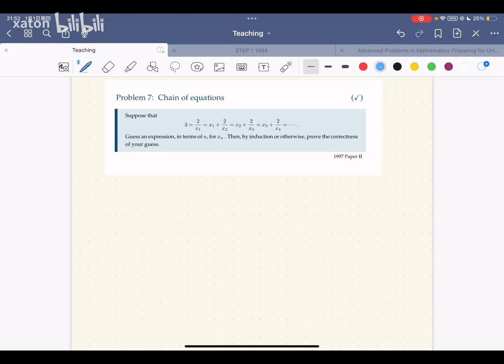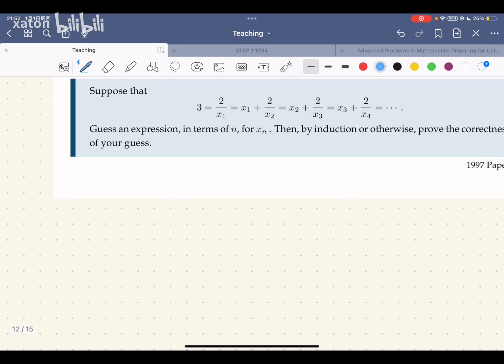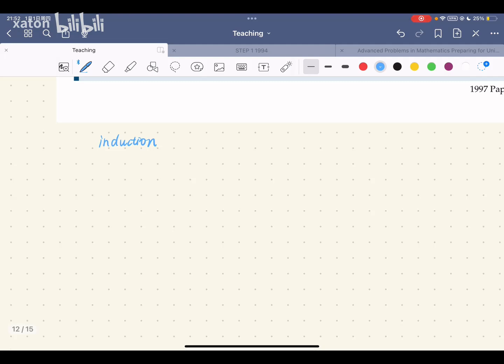Look at problem 7. The question provides us with a chain of equations and hints us to do the proof by induction. Before we look into the question, let's do a quick review about induction. Induction, maybe you know, is sort of like the domino effect.